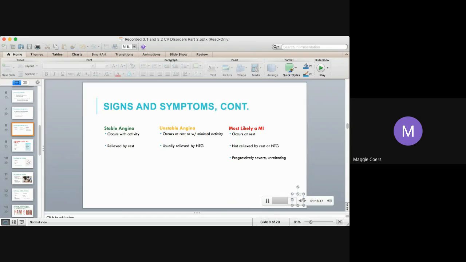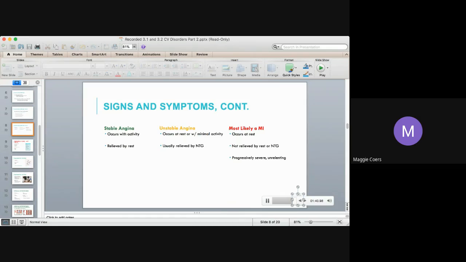With both unstable angina or an MI, the patient does need to get to the hospital, okay, to go for further testing to determine what's going on. It's common sometimes for patients to come into the ER and say, well, I've had this chest pain for 5 days. It's a little uncomfortable. It doesn't really go away.